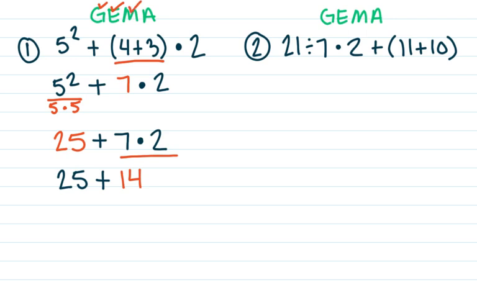And then the last step is addition or subtraction. And I do have some addition right here. I'm going to add those numbers together and get my final answer, which is going to be 39. So there is my final answer. So you can see step by step how I did everything. This is how you show your work.